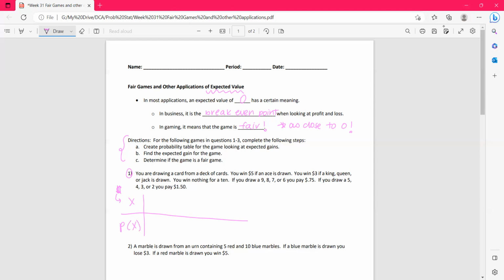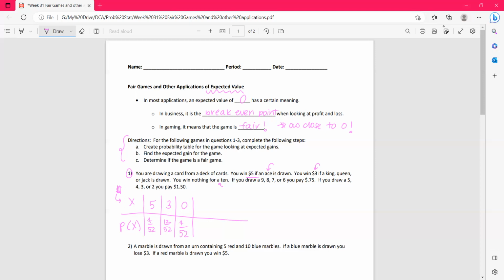So let's go through and read. So first of all, $5 if it's an ace. So expected to win $5. What's the probability? So how many aces are there? We've got 4 aces in a standard deck. Okay, the next one, you win $3. So expected to win $3 if a king, queen, or jack is drawn. So there's 3 different cards, king, queen, jack, for 4 suits. So we've got 12 out of 52 is the probability of pulling a king, queen, or jack. So we win nothing for a 10, so 0. And how many 10s are there? There are 4 10s.